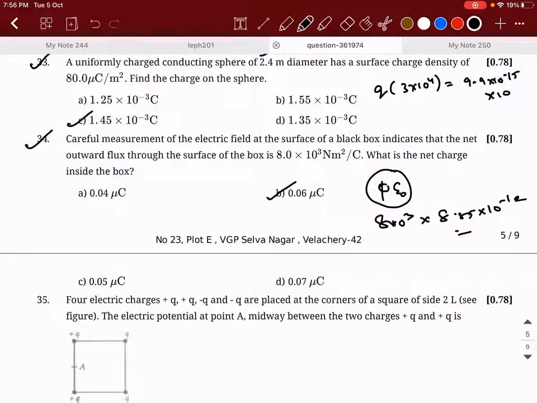Sir, but I got option D, sir. Even I got option D, because the same. Option D is right because 8.85 into 8 will be greater than 6.5 something. So 0.07 will be the right answer.